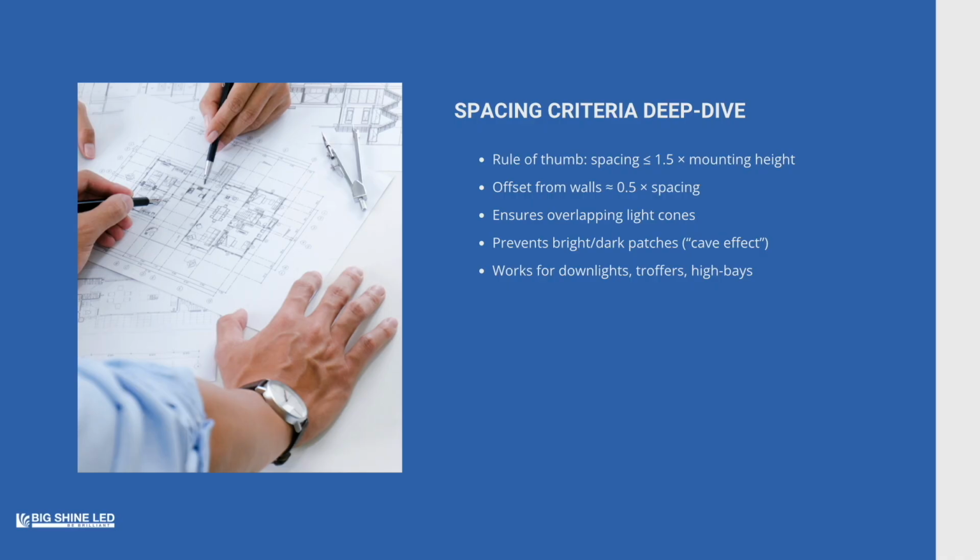Spacing criteria essentials. Let's start with the basics, spacing criteria. A common rule of thumb is the distance between ceiling-mounted fixtures should be no more than 1.5 times the mounting height. Also, keep fixtures about half that distance away from the walls to avoid dark edges, also known as the cave effect. For example, if your ceiling is 8 feet high, fixtures should be spaced around 12 feet apart and 6 feet from the wall. This ensures overlapping light cones and even coverage.